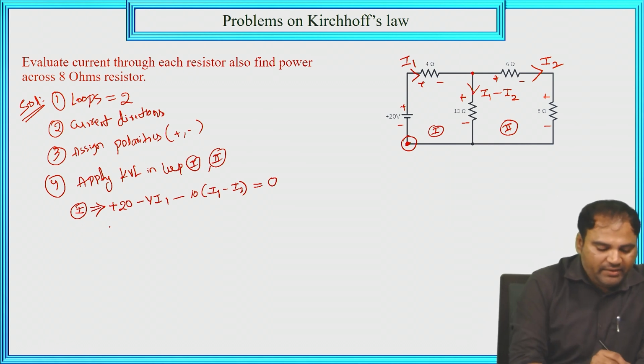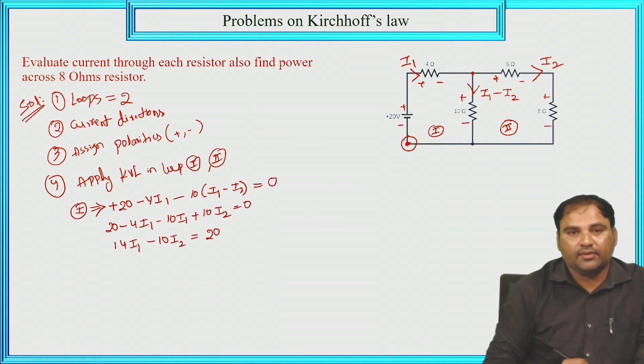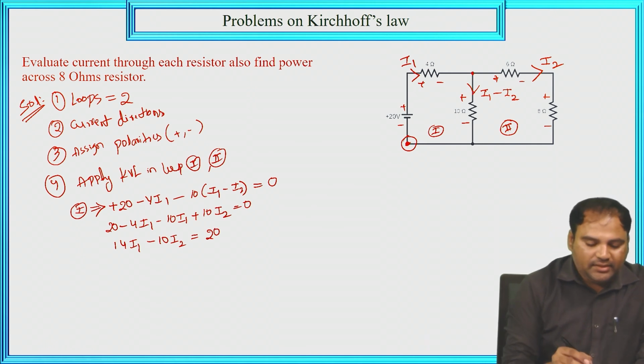Now simplify the equation. 20 minus 4I1 minus 10I1 plus 10I2 equal to 0. So minus 4I1 minus 10I1 is 14I1, minus 10I2, equal to 20, right? Let us take this as equation number 1.